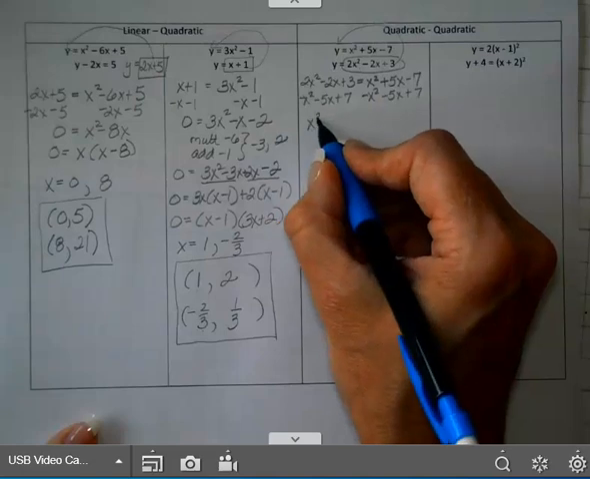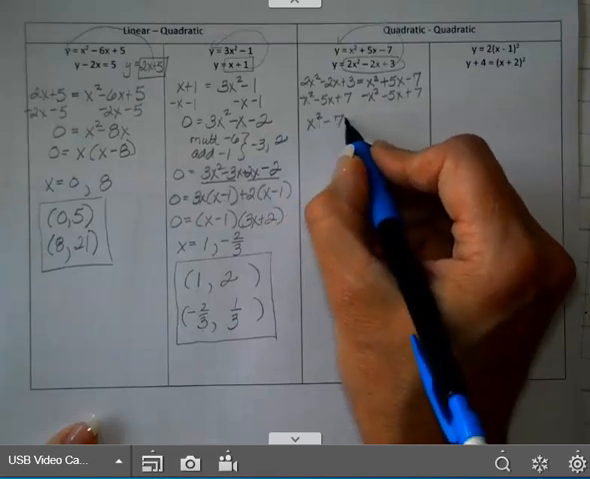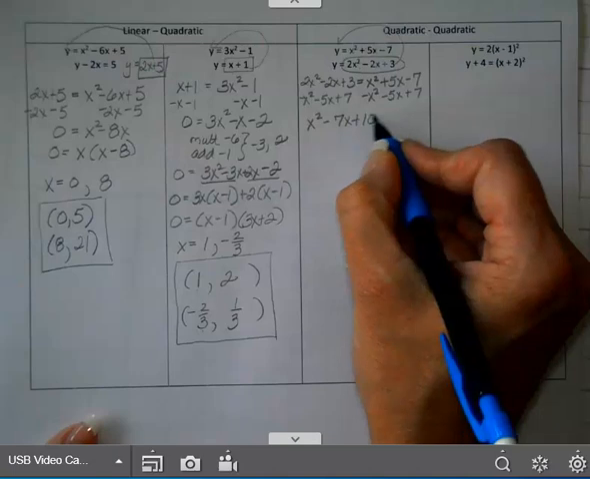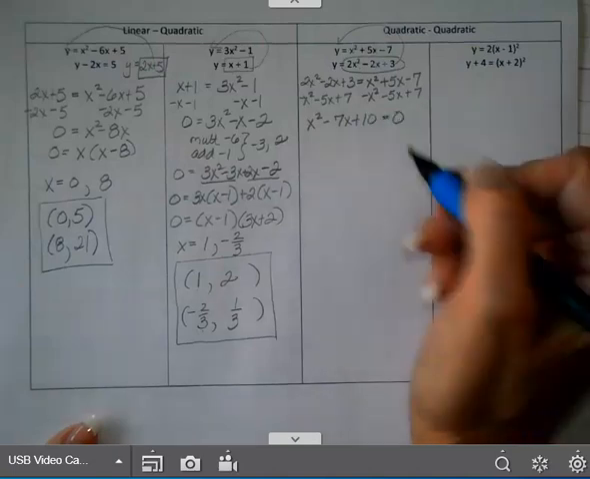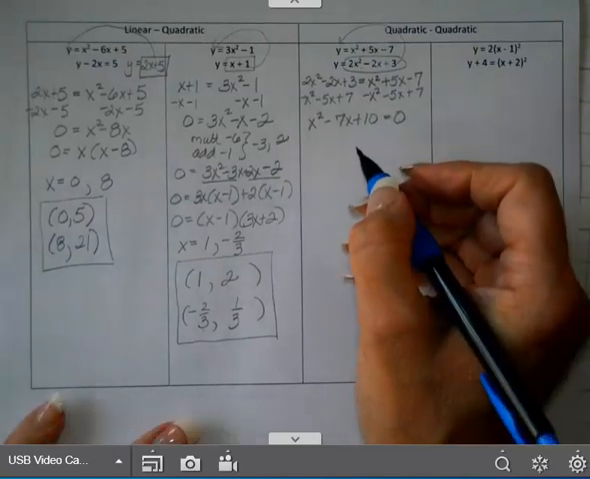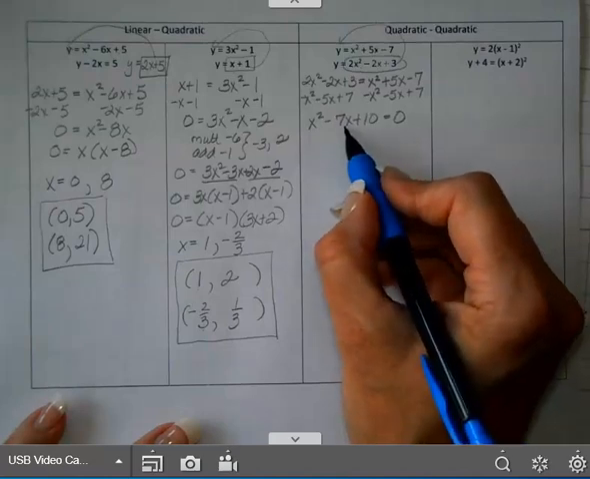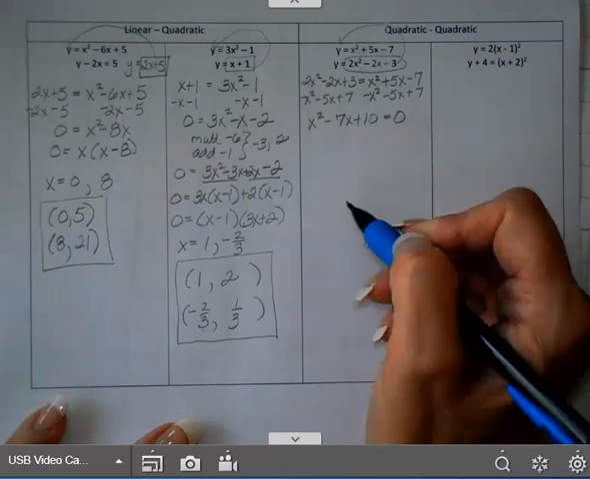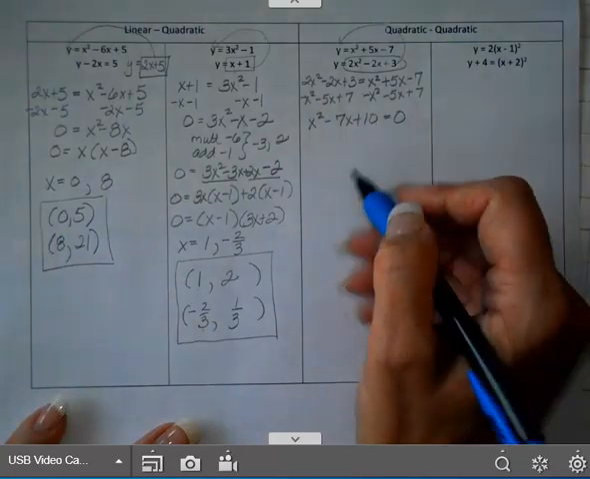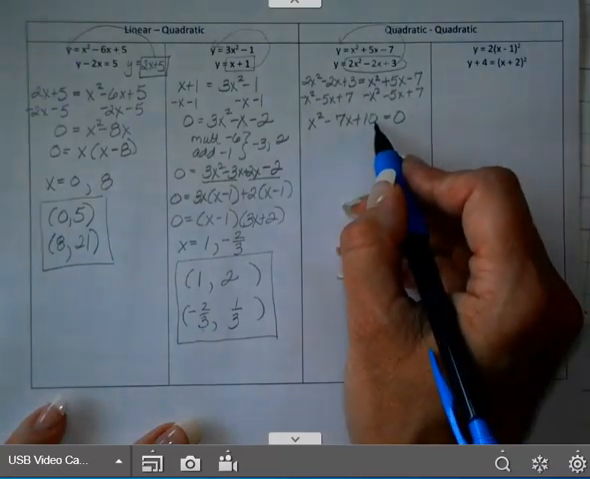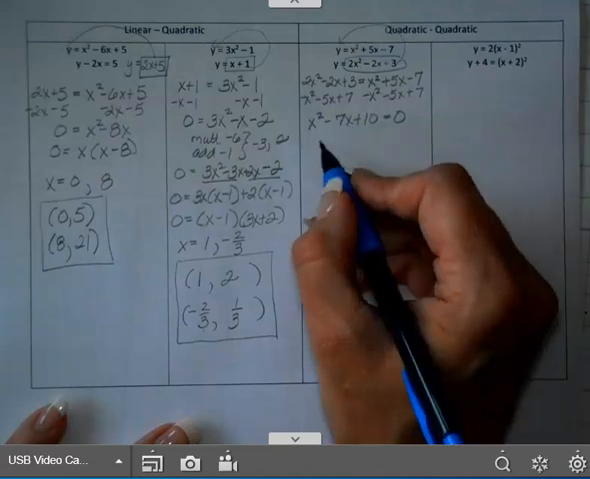And you'll get x squared minus 7x plus 10 equals 0. I can't use the square root property because I've got that middle term. I need just a squared term and a constant to use the square root property. Let's see if it factors. Can you think of anything that multiplies to 10 that adds to negative 7? You can.